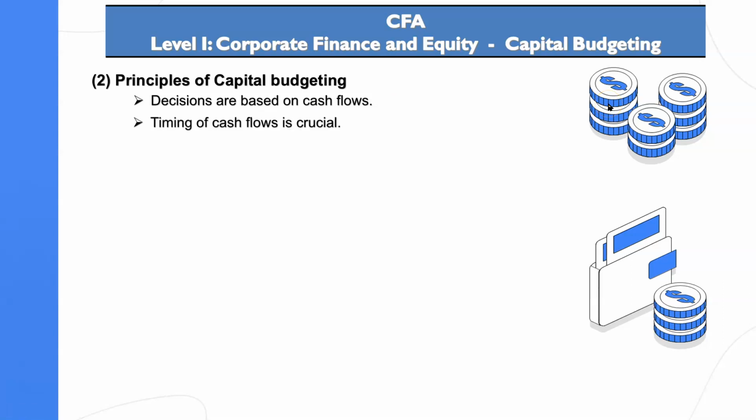The second principle is the timing of cash flow. That is very crucial because a dollar, as we all know, today is worth more than a dollar in 2 years or 4 years or even 5 years. Why is that? Because if I receive a dollar today and I have the opportunity to invest it, possibly after 5 years I might gain a return of 50%. So I will end up having $1.5 instead of $1 after 5 years.